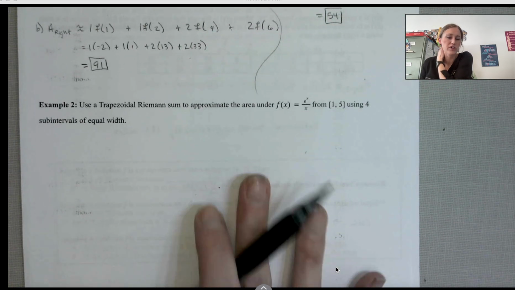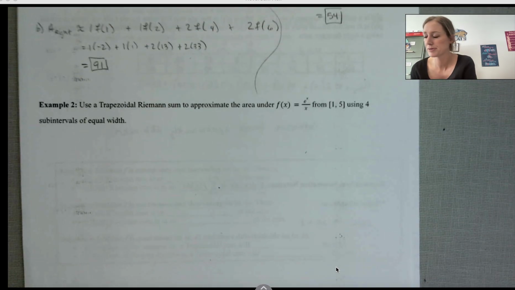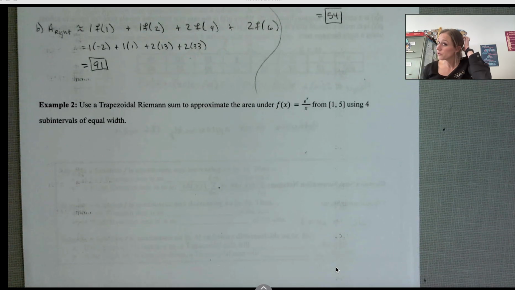The last one we're going to learn is called the trapezoidal Riemann sum. So we're going to find the area of a trapezoid. This is the one where we're actually not going to divide into rectangles. We are going to divide into trapezoids.